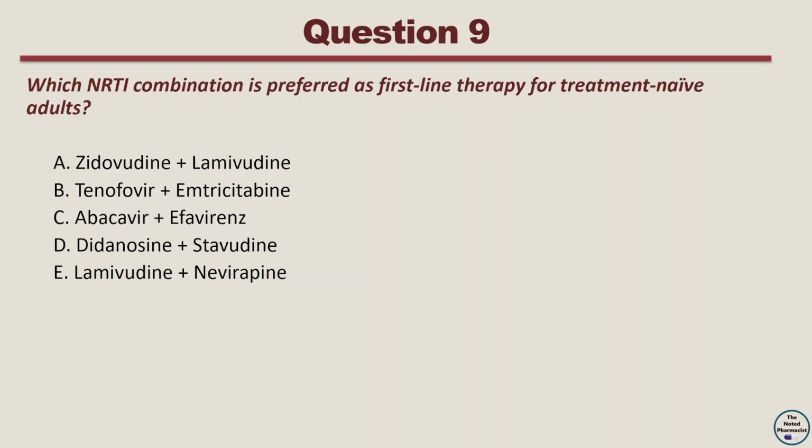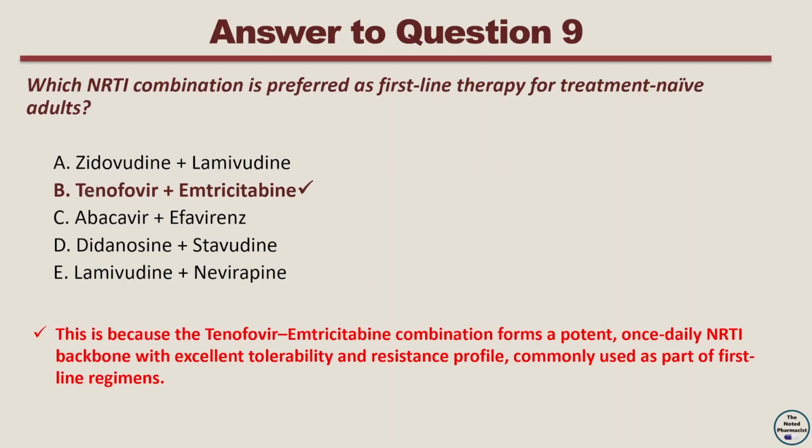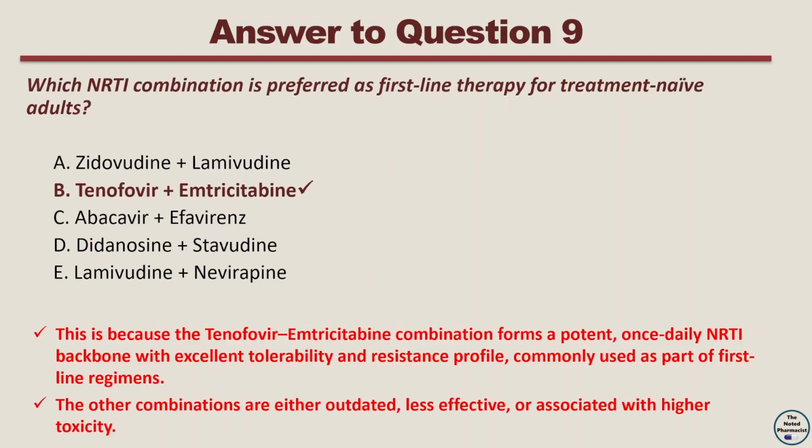The correct answer is option B, tenofovir and emtricitabine. This is because the tenofovir-emtricitabine combination forms a potent, once-daily NRTI backbone with excellent tolerability and resistance profile, commonly used as part of first-line regimens. The other combinations are either outdated, less effective, or associated with higher toxicity.